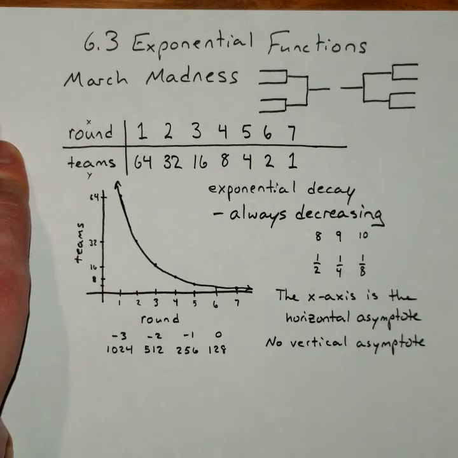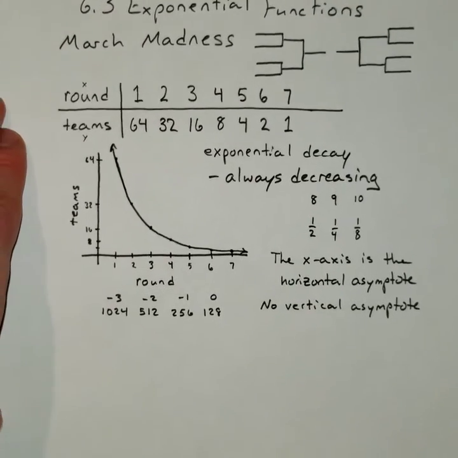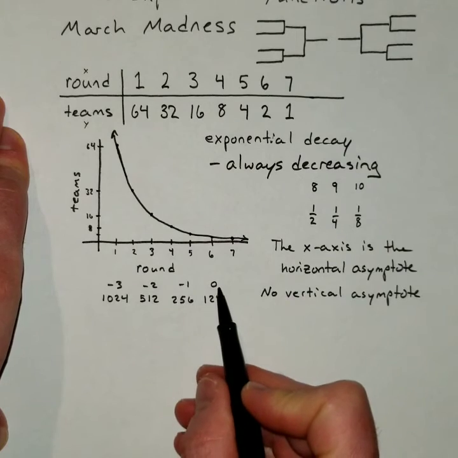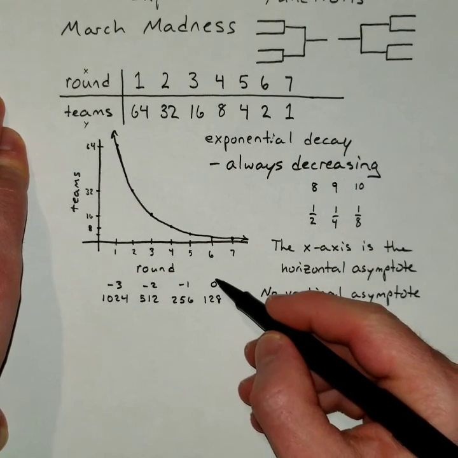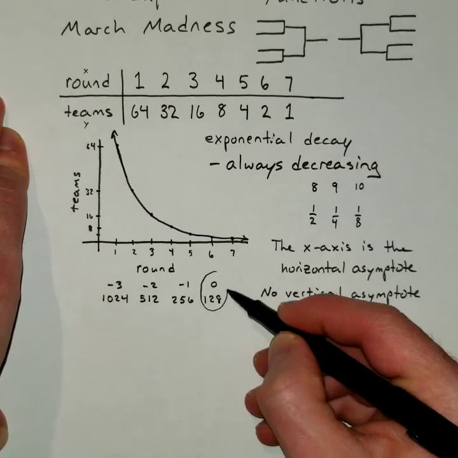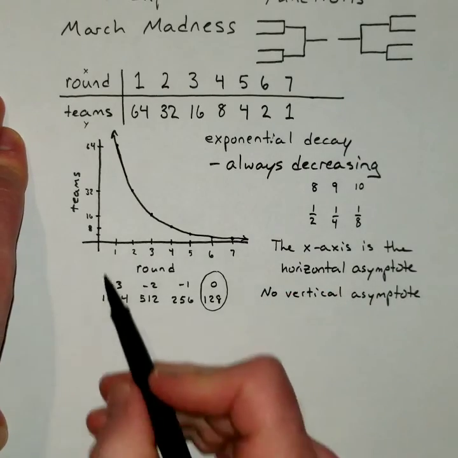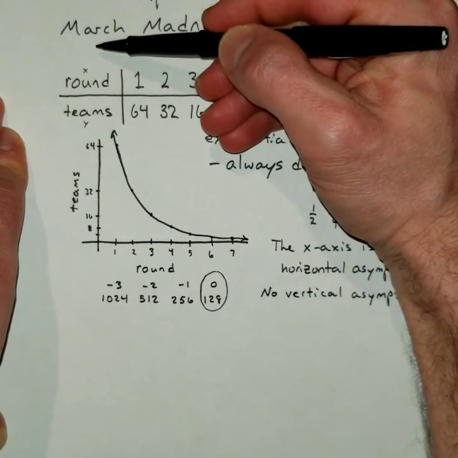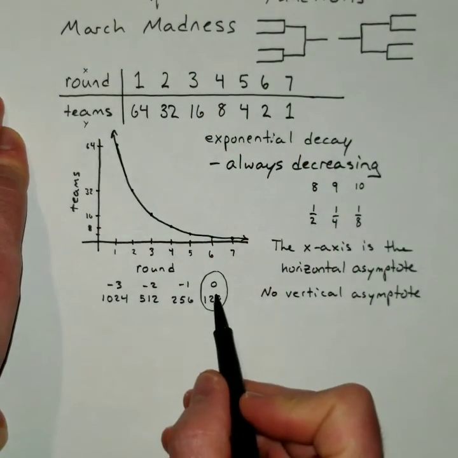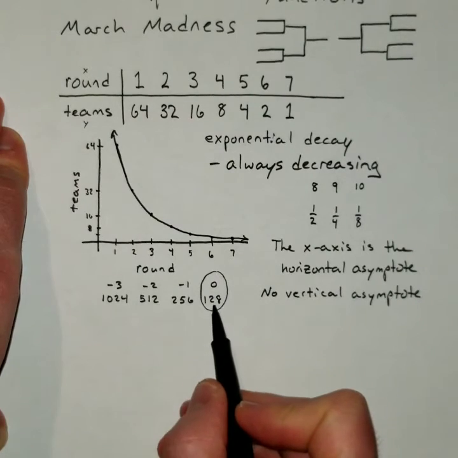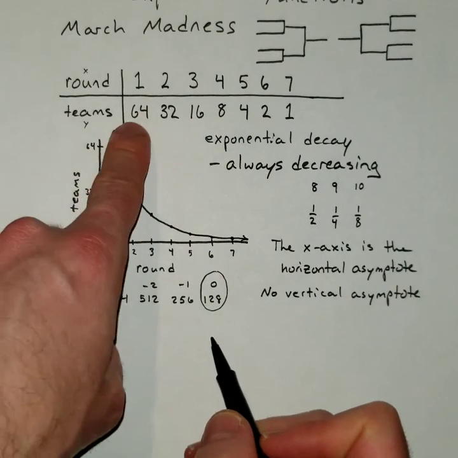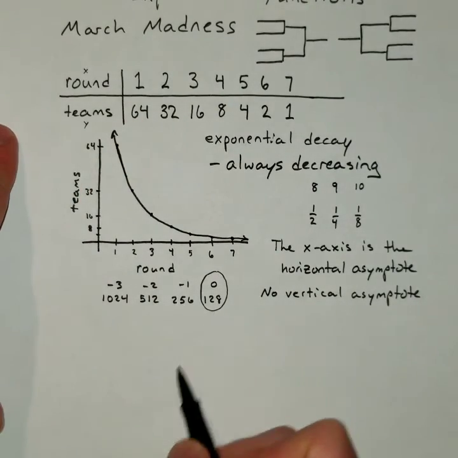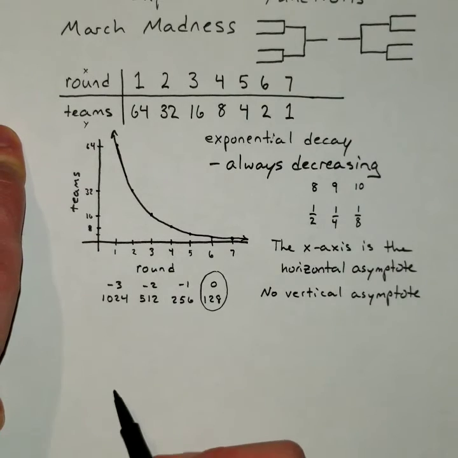Okay, so what's interesting about these numbers is that if you were to start at the y-axis, this is the value that's on the y-axis, right? It's an input of 0. Now, I can't put it on my graph because it's up a little too high, 128 up here. But the y-axis is often called our initial value. Even though the tournament starts at 64 teams, if you projected it back to the y-axis, you'd have 128.